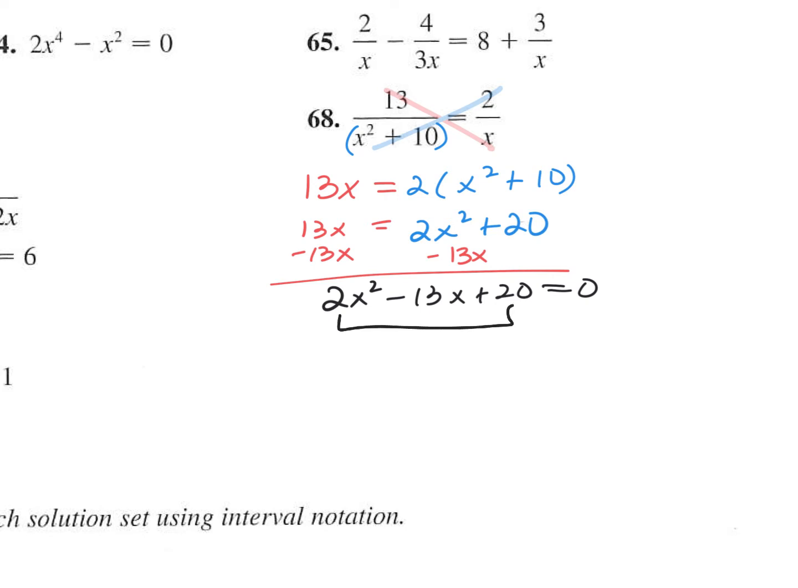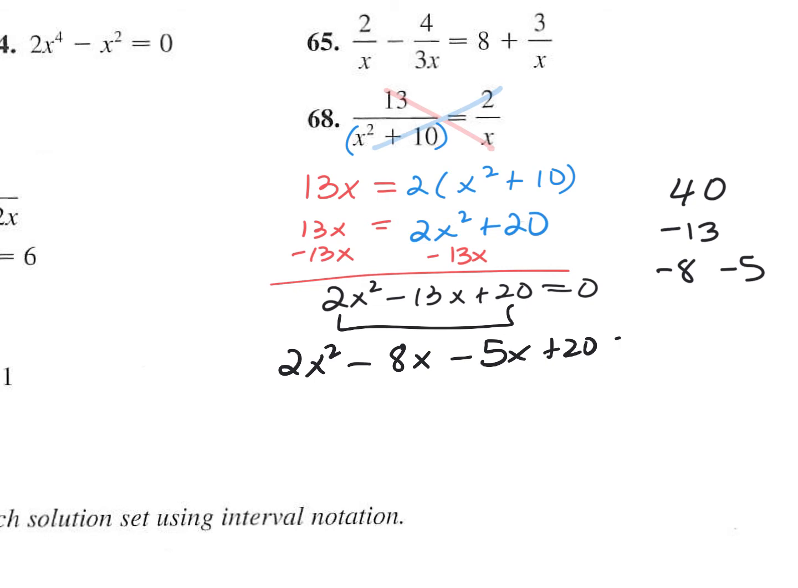So I'm going to go ahead and multiply this. I'm looking for factors of 40 that give me -13. And those factors are going to be -8 and -5. So again, I write the 2x squared, replace the 13 with the 2 factors I just found. It doesn't matter the order that I write them in here. Put the 8x here, the 5x here, and then the 20.